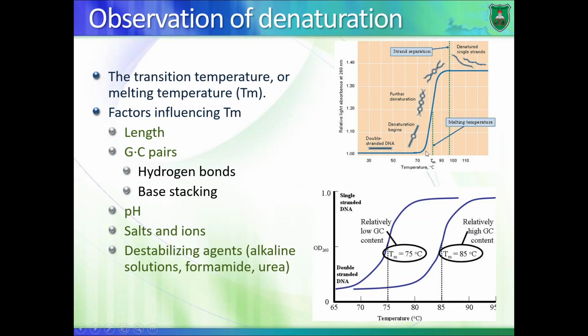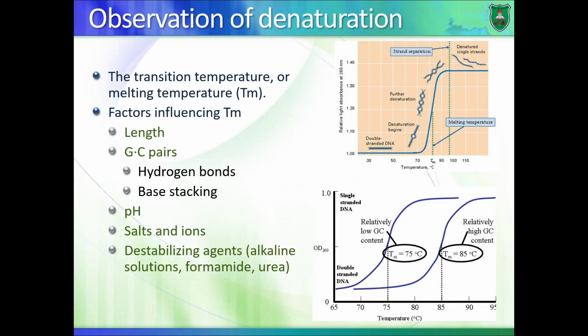Okay, and this melting temperature differs among different DNA fragments. And so you can imagine that these are the factors that influence the melting temperature, or Tm. The first one is length, and it does make sense.